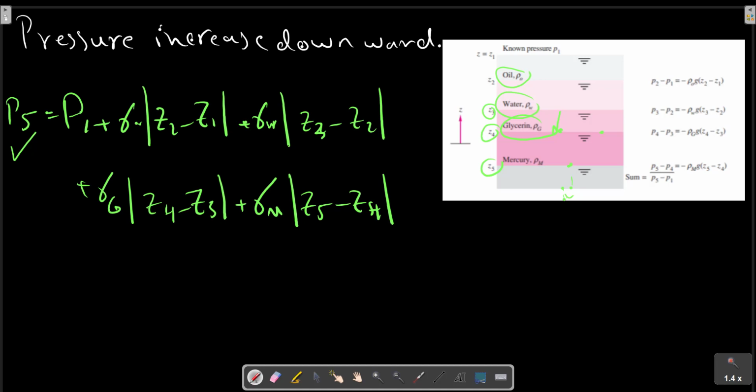P5 is a relation of the specific weights and the altitudes of the various fluids in the column of the total flow. That is, keep adding on pressure increments as you move down through the layers of fluid. A different application is a manometer, which involves both up and down calculation.